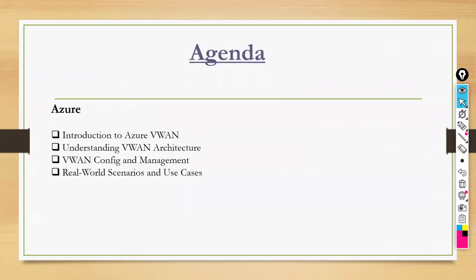It's not that old, something Azure has introduced, and it's very useful for the production environment. If you are managing any infrastructure, this is something every organization is opting for nowadays, this VWAN.